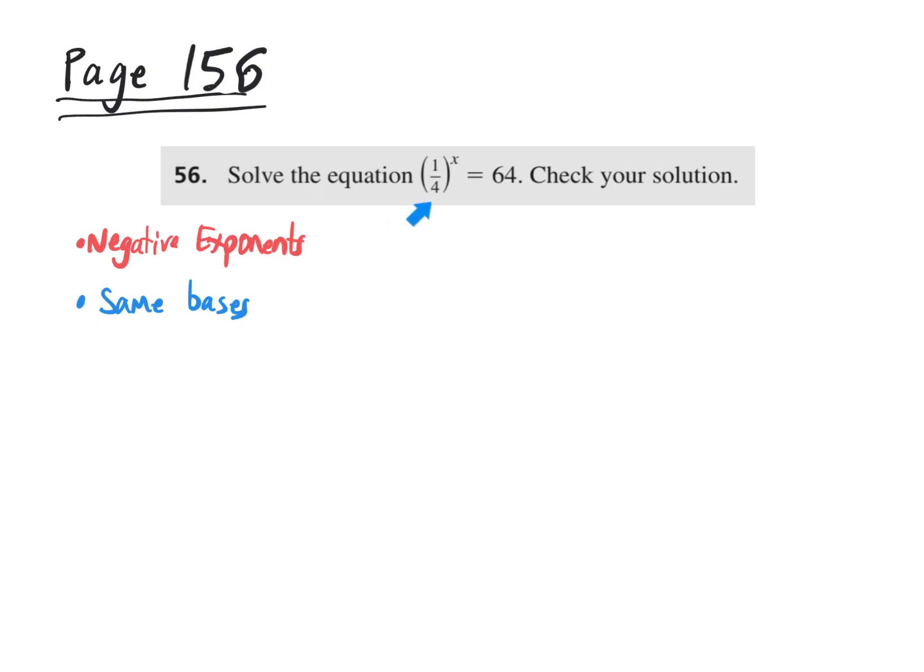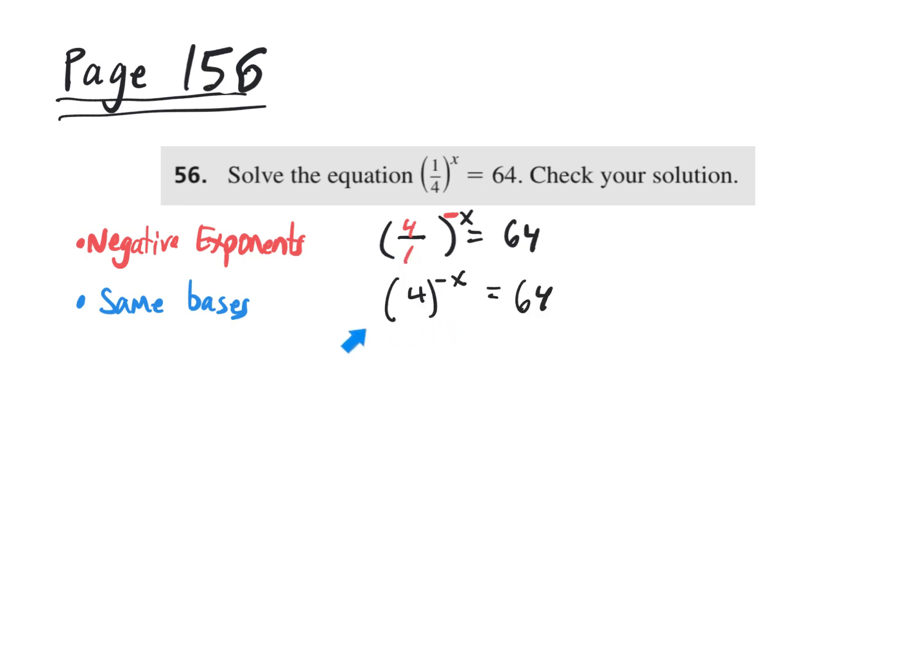All right, this equation involves two concepts you learned in algebra last year. The concept of negative exponents and the concept of same bases. If we change the exponent to a negative sign, that will have the result of reciprocating this fraction. Like that. Instead of 1/4, it becomes 4/1, which is just 4.